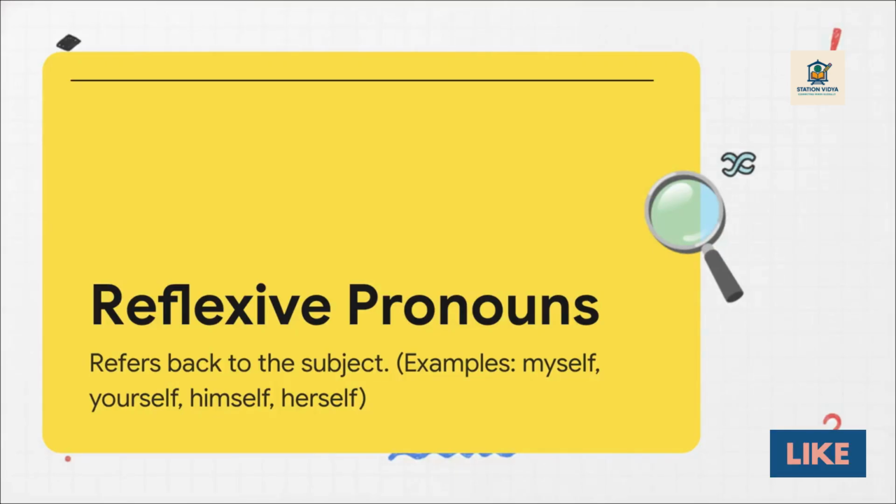Our third type is the reflexive pronoun. This one refers back to the subject of the sentence. And there's a really easy trick to remember these. They almost always end in self or selves. Think of looking into a mirror. The action is reflecting right back onto you. So if you're doing an action to yourself, you'd say something like, I hurt myself, or they cleaned the room themselves.